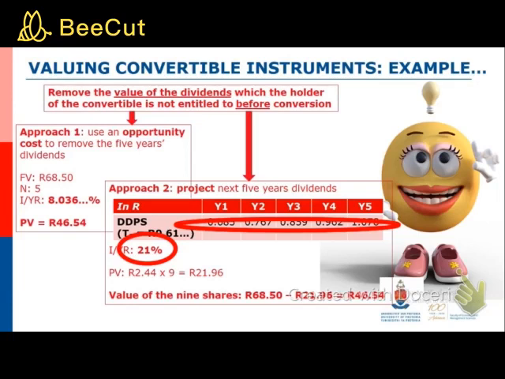That is 21%. That gives me a 2 Rand 44 value per share, times the 9 shares gives me, for that basket of shares, a value in present value terms of 21 Rand 96, which I am not entitled to. It is the fair value of the dividends that we are not entitled to. I deduct that from the fair value of the 9 shares currently, and it gives me a value of 46 Rand 54. And what do we know about that? That is the same value as the value I placed on those shares in approach 1.